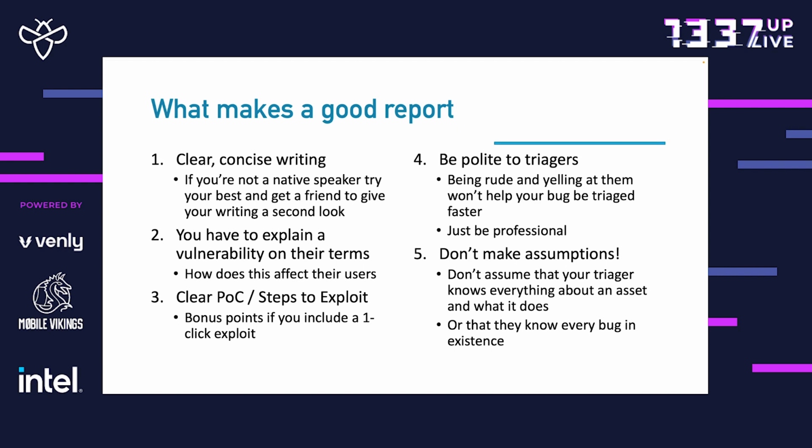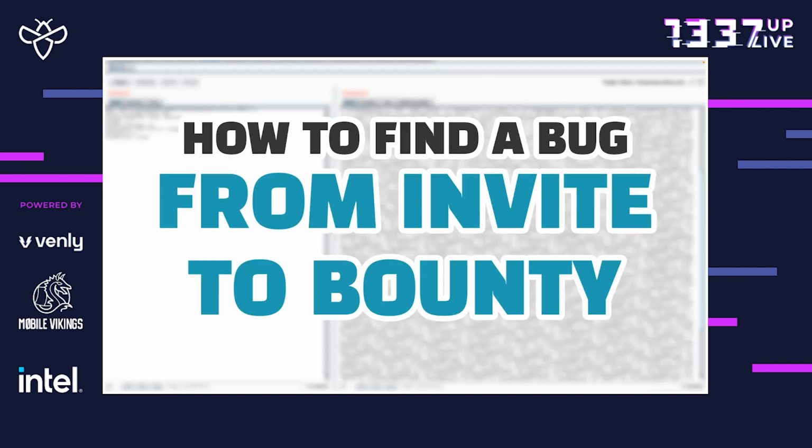Be polite to triagers. Being rude, yelling at them, your bug's not going to get triaged any faster because you yelled at them. Just be professional. If you need to be firm, don't be aggressive. And don't make assumptions. Don't assume the triager knows everything about an asset or what it does. They could have literally just been assigned this ticket randomly, and they don't know about every bug in existence. You might know more than the triager, because these are your findings.